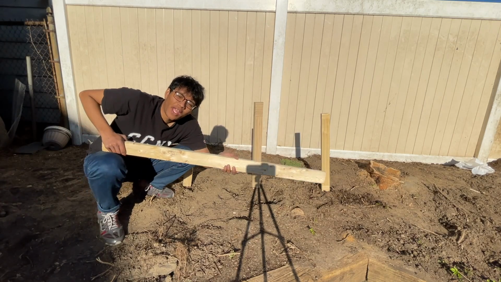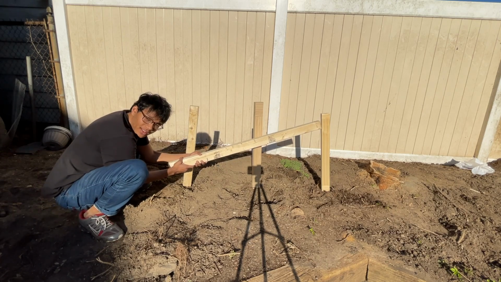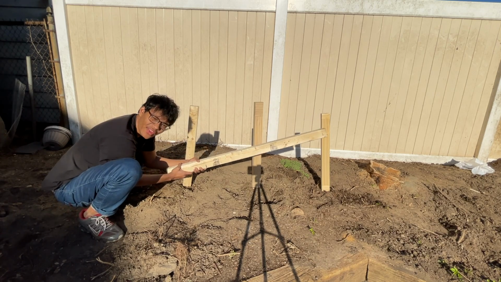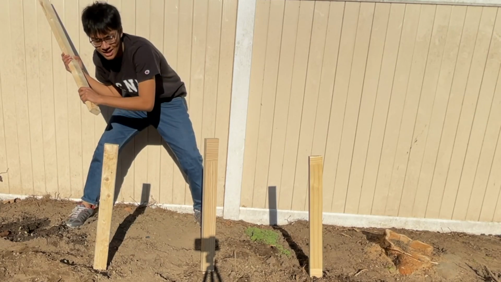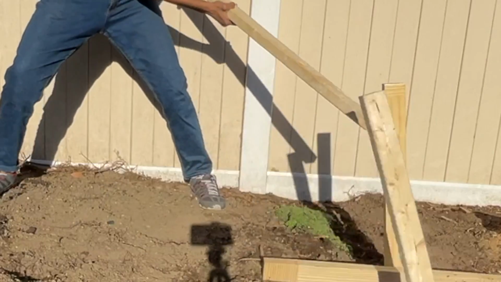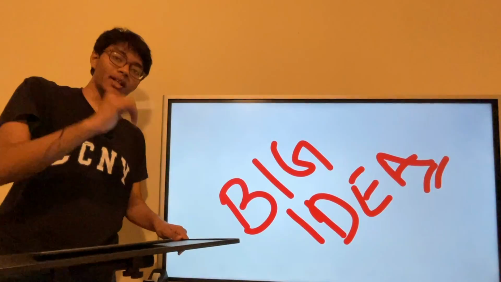And now for the grand finale. Watch as the transversal crosses these three parallel lines, and now we're gonna knock them over. 3, 2, 1, and we're done. Right folks, welcome to your big idea.